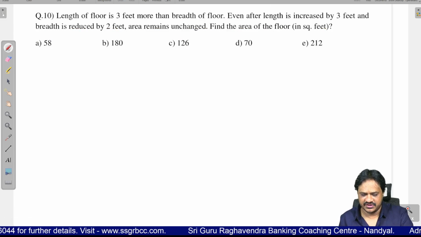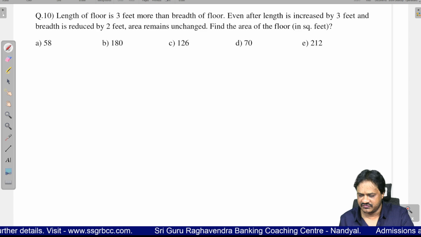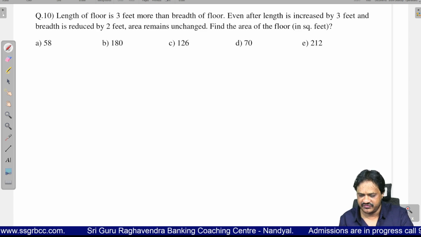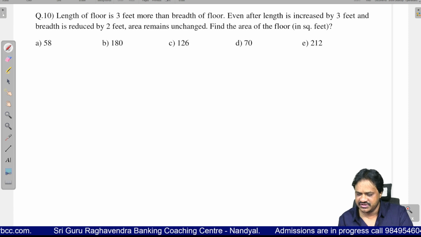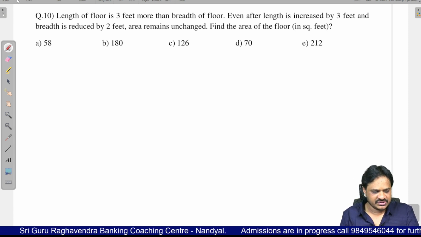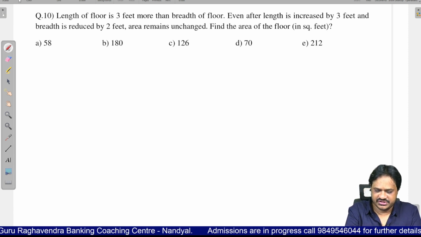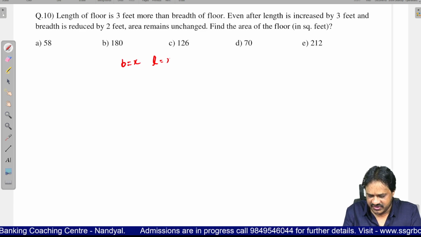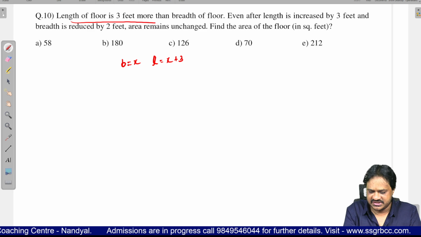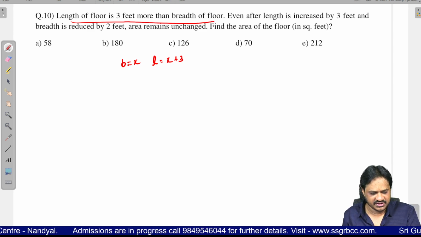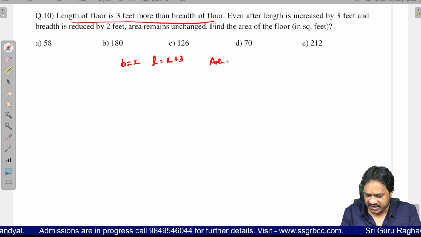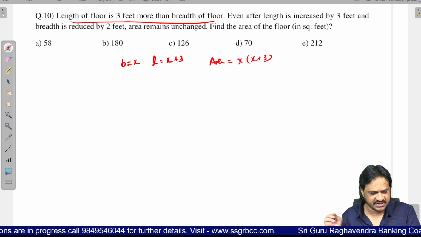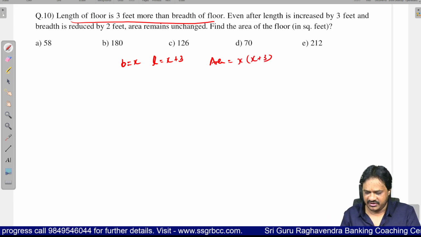The length of the floor is 3 feet more than the breadth of the floor. Even after the length is increased by 3 feet and the breadth is reduced by 2 feet, the area remains unchanged. Find the area of the floor. So here the length of the floor is 3 feet more than the breadth. So breadth value is x, length value will be x plus 3 because length is 3 feet more than the breadth. Now area of a rectangle is L into B, so x of x plus 3. This is the area of the first rectangle.